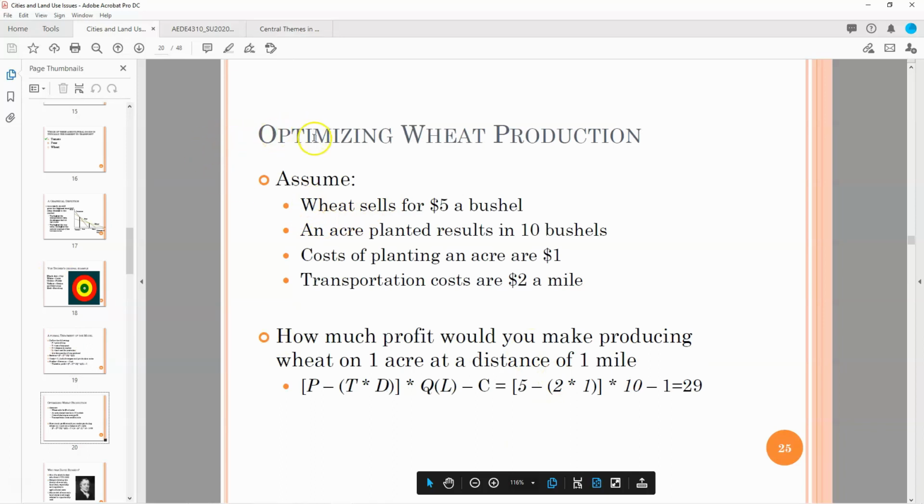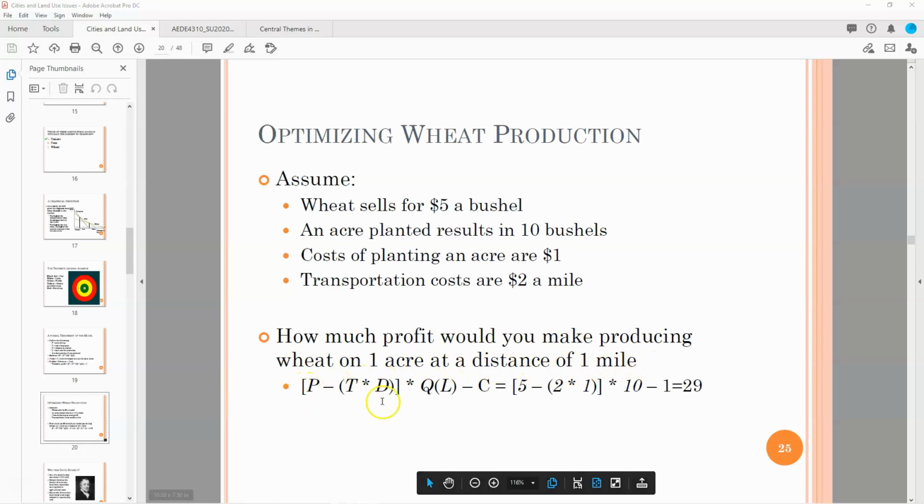And if we want to optimize wheat production, here are several assumptions. Then I want you to calculate how much profit you would make producing wheat on 1 acre at a distance of 1 mile.